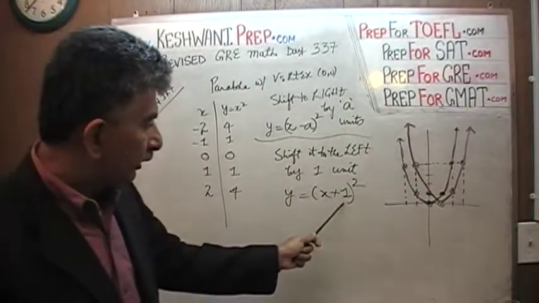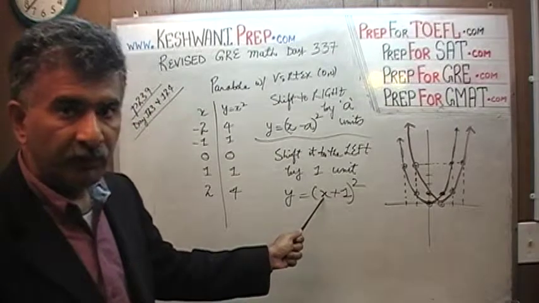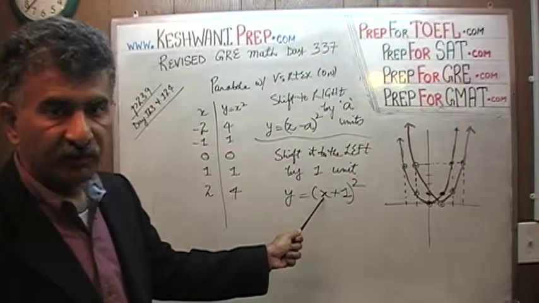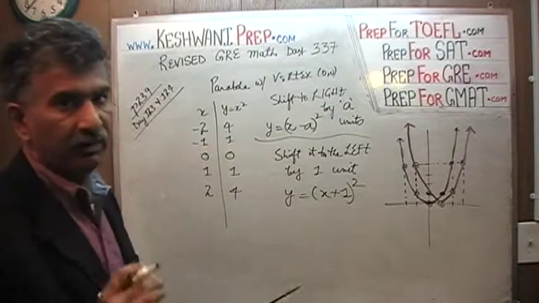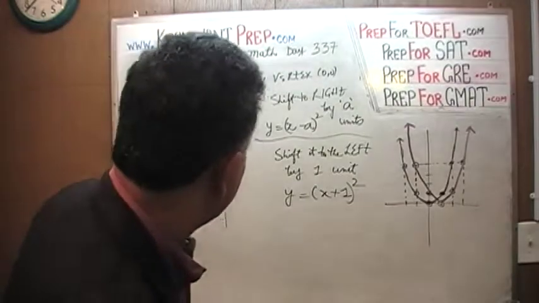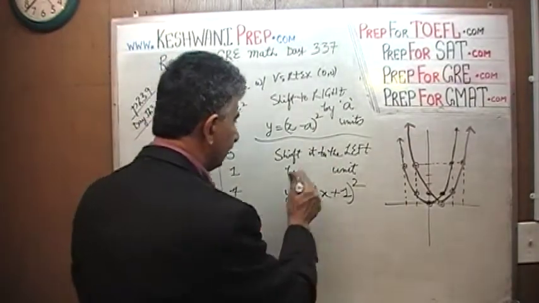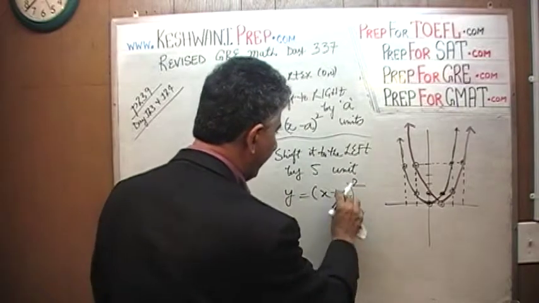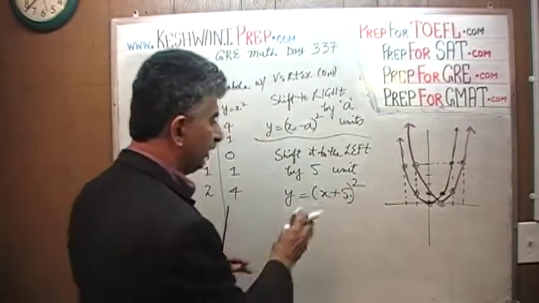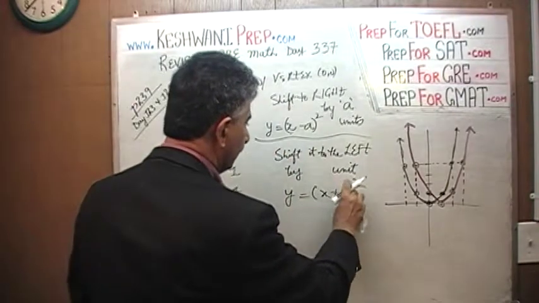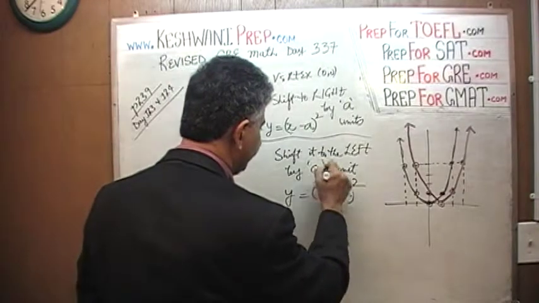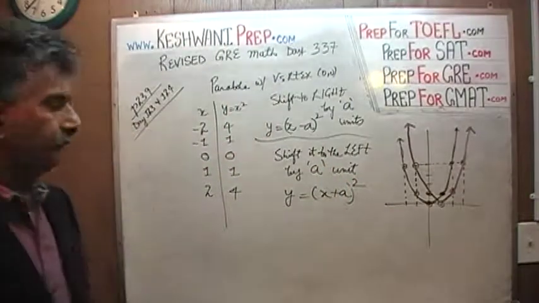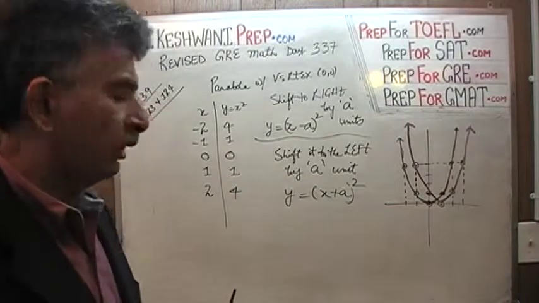By adding 1 to the x-coordinate of every single point, we make the adjustment for the fact that it has shifted to the left by 1 unit. Now, if we were to shift it to the left by 5 units, it would have been x plus 5. And if we shift it to the left by a units, it will be x plus a. That's it. That's all there is. That's all you need to understand.